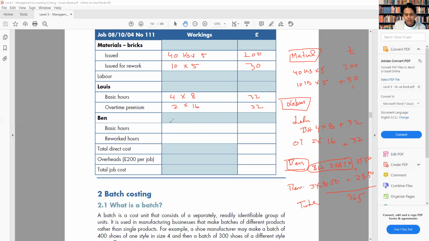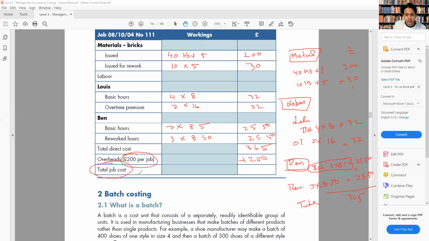32 for the Ben, 3 hours we have 8.50, that is 25.50, 3 times 8.50, 25.50, that gives me total 365. After that, they said we have overhead 200 pound per job, so we have to add 200, and that gives me the total job cost.